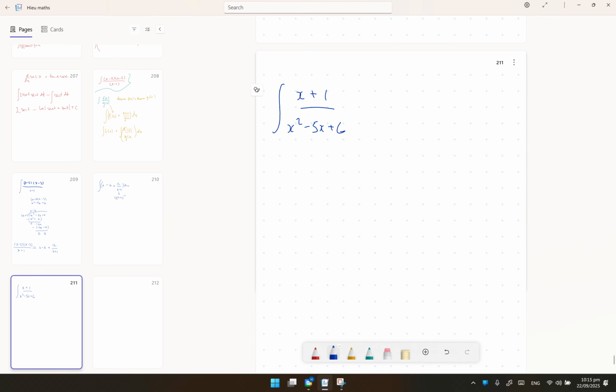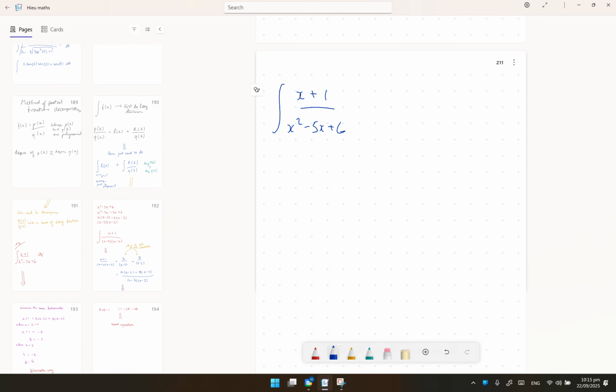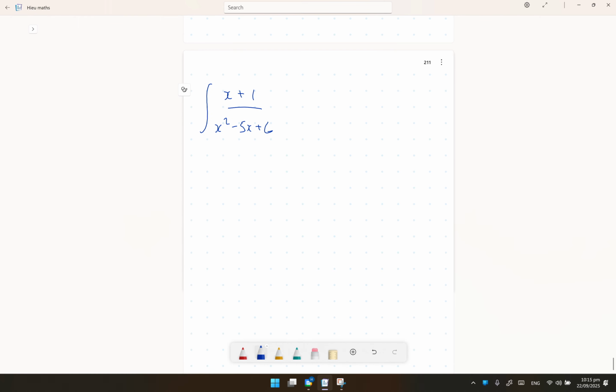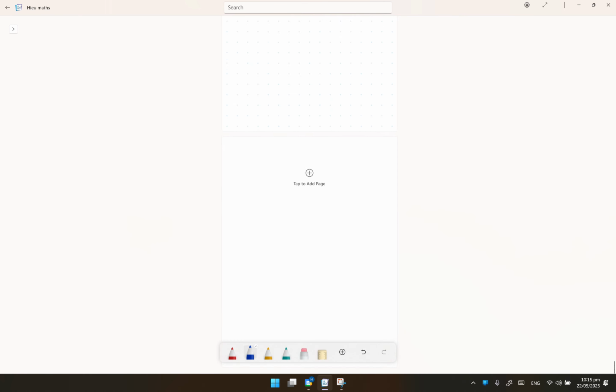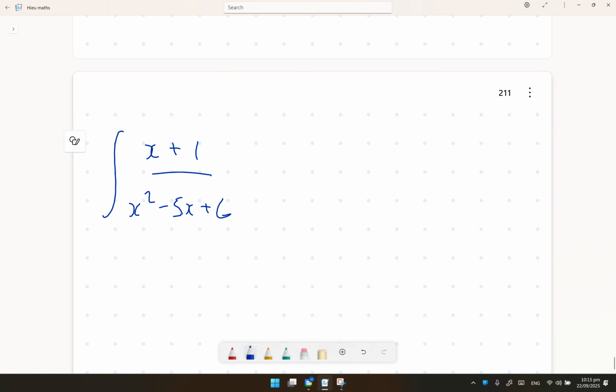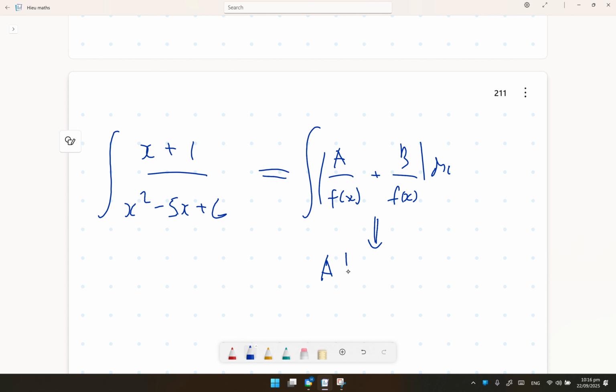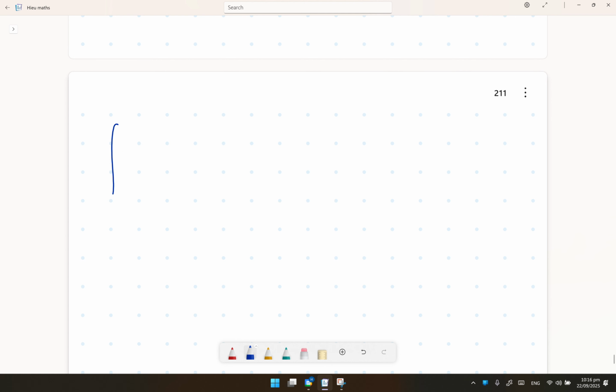This isn't something that you could just do straight away. You've got to decompose it somehow. And that's what we're going to do. What we want is to split this into something of A over a function plus B over a function. And then in this case, we can integrate it, right? If we integrate that, it will just be like 1 over the function, whatever, so it's going to be a ln kind of thing. It's a lot more simple.